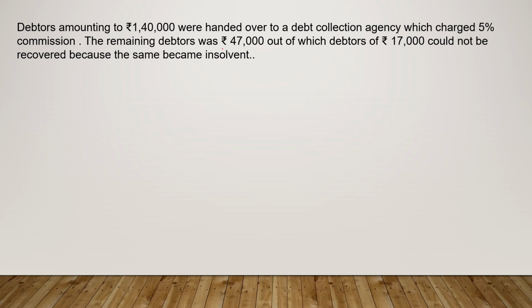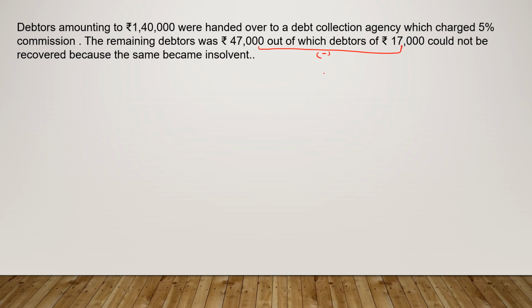Further, the remaining debtors were 47,000, out of which debtors of 17,000 could not be recovered because they became insolvent. So after this, the balance debtors which were left were 47,000. But out of that 47,000, it is now known that 17,000 cannot be recovered. Why? Because that many debtors have become insolvent, so you're not going to receive it. So out of this, 47 minus 17, 30,000 only you're going to recover. So now, to pass the journal entry, we'll first make the calculation.